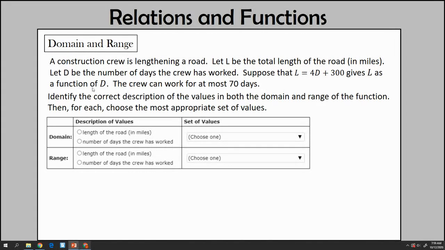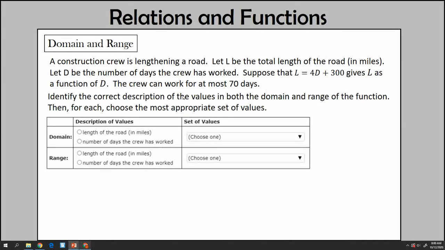Okay. Another example of this, just a different way to give you information. A construction crew is lengthening a road. Let L be the total length of the road in miles. Let D be the number of days the crew has worked. Suppose that L equals 4D plus 300 gives L as a function of D. The crew can work for at most 70 days. So they're capping the number of days they can work on this road at 70.